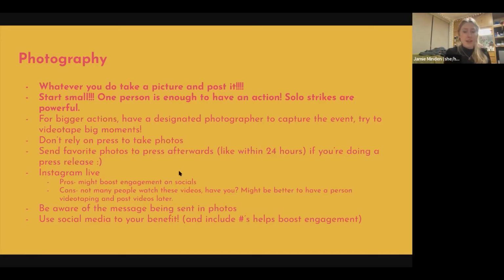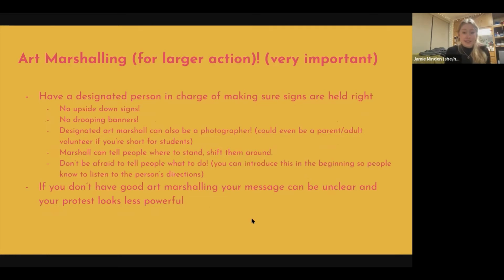Have a person set to do Instagram live. And then, like I was talking about in messaging, just be aware of the message you're sending. When you send photos to press, you are sending photos with your main demands in the camera. So you want your big banner with your main demand in there, because a picture is worth 1,000 words. And definitely always post on social media, because that's how most people hear about this stuff.